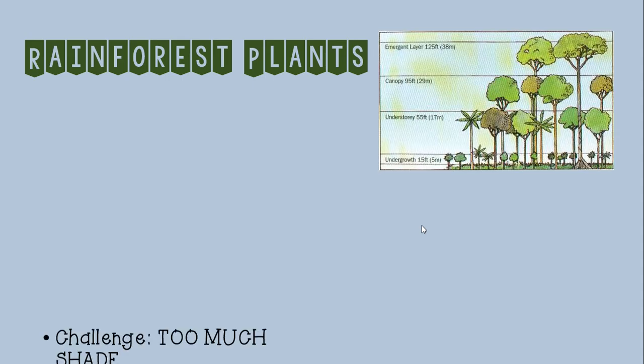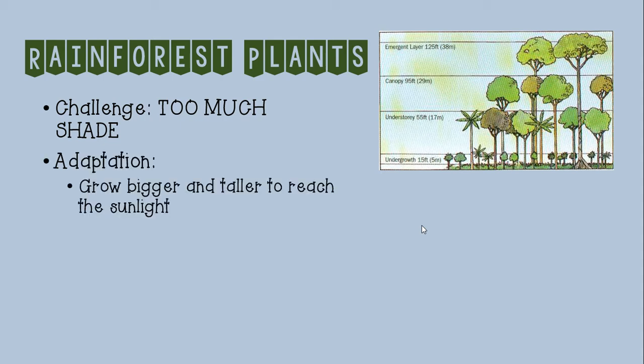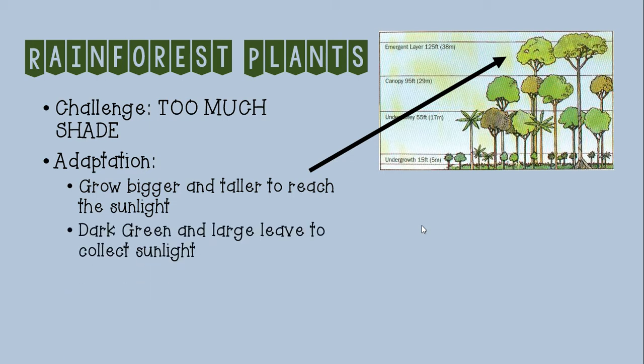So the rainforest plants, the challenge that they face is that there's too much shade in the rainforest. The adaptation has been to grow bigger and taller to reach the sunlight. So, for example, in this picture, we have the emergent layer that those trees have grown bigger and taller in order to reach that sunlight that they need. They also have dark green and large leaves to collect more sunlight. And they have waxy leaves for less water.